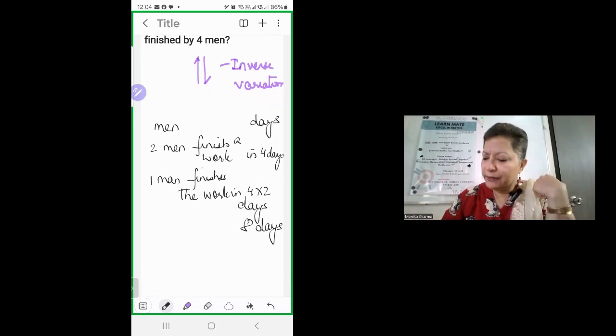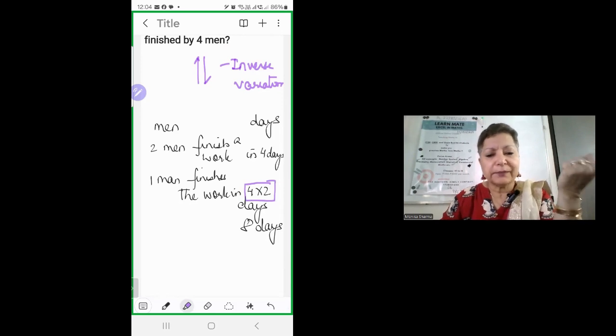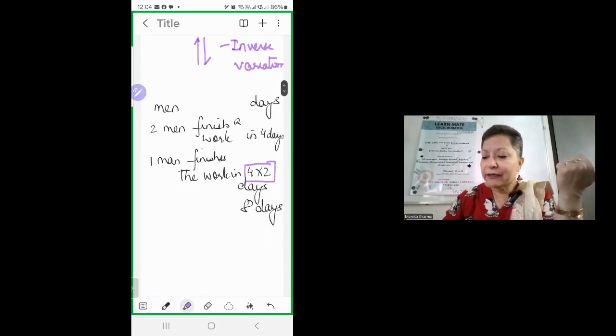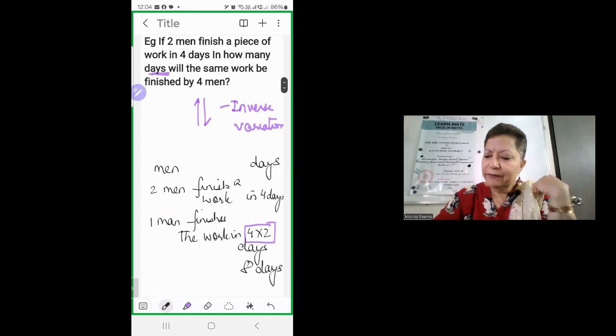So what did we do? The major change here was that instead of division, we multiplied. Now, when we have to find out for many, how many men are taken? Actually, we are taking four men.